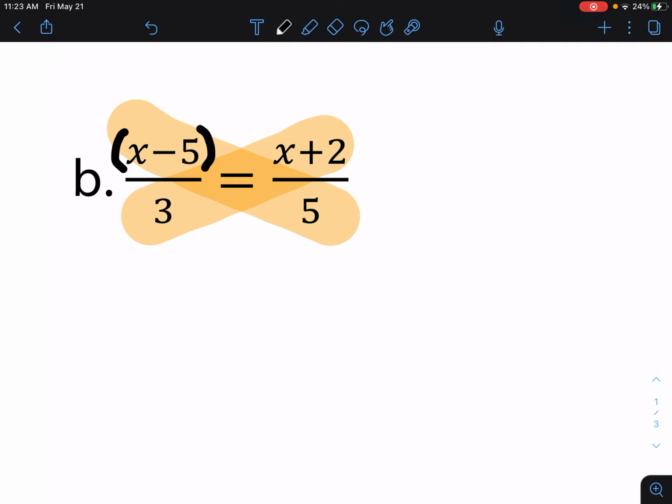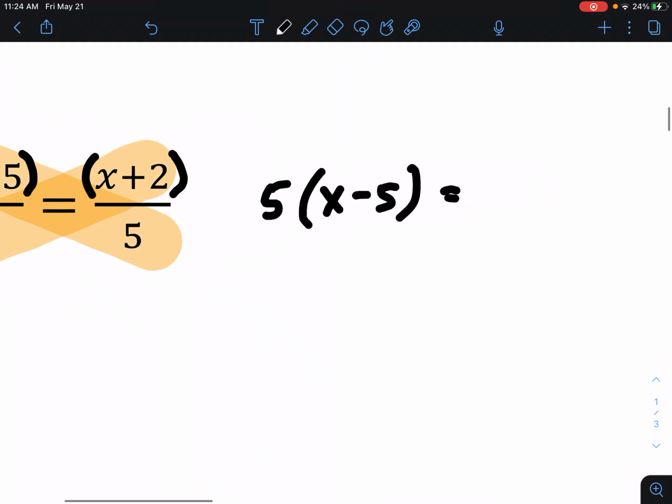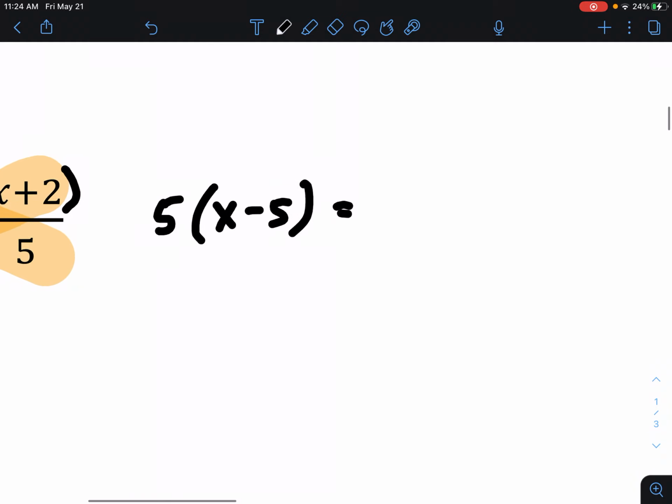I've tried to say it as much as possible over this entire unit that binomials are linked together. Okay, so the x and the 5 are linked together by the minus sign. The x and the 2 are linked together by the plus sign. And if they're linked together, if we multiply by a number of some sort, we have to distribute whatever that number is to both things that are in the binomial. Okay, so in this case, when we cross multiply, we're going to end up with 5 times x minus 5 is equal to 3 times x plus 2.